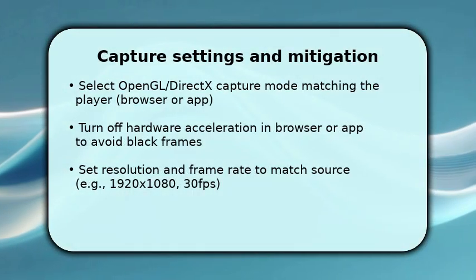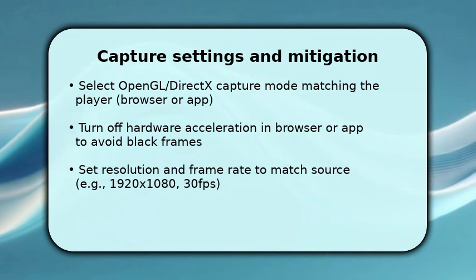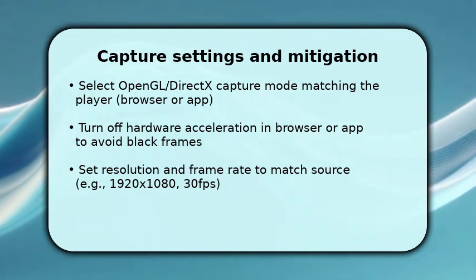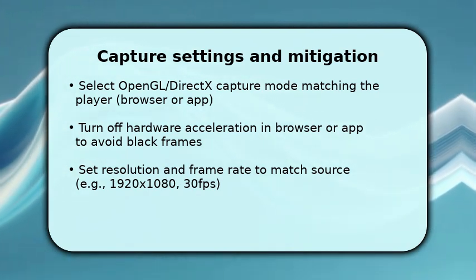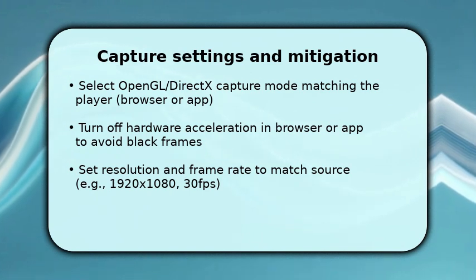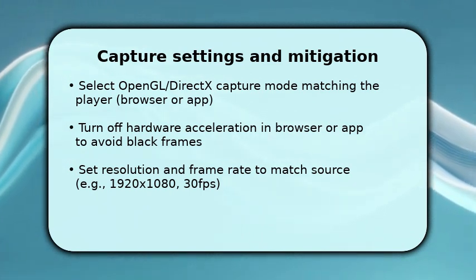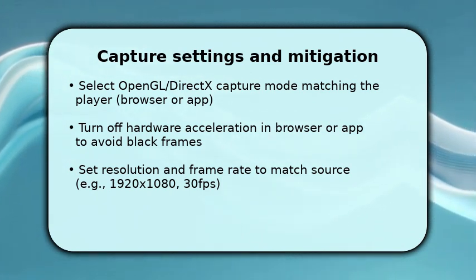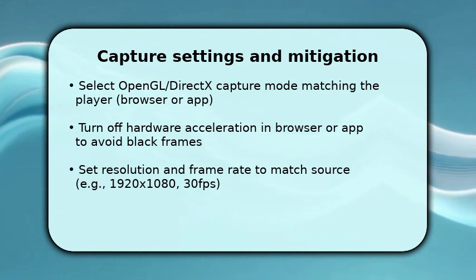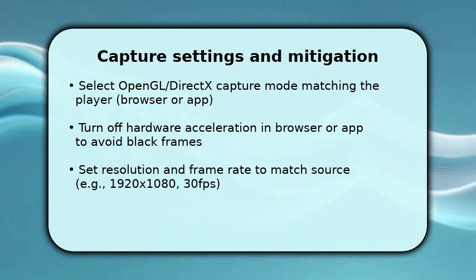Now adjust capture mode. Choose the graphics API to match the player, OpenGL for some browsers, DirectX for others, so frame grabs work correctly. Make sure to disable hardware acceleration in the browser or Netflix app. This prevents protected path handoffs that produce a black capture.